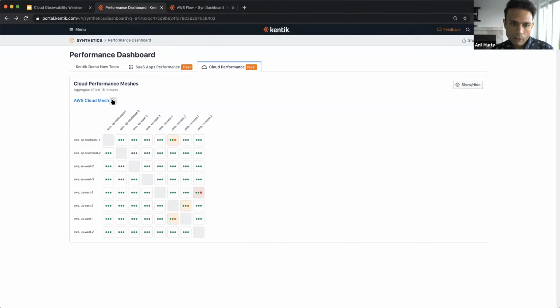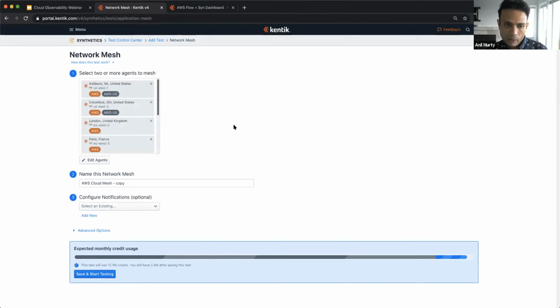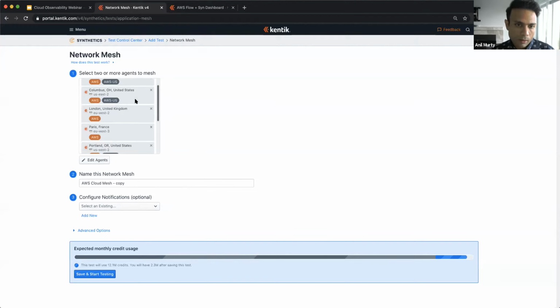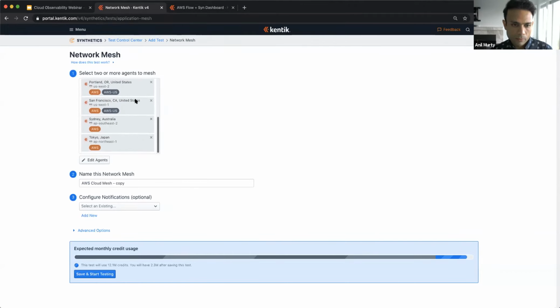So if you have that sort of situation, customizing this type of a mesh is really easy to do. You can go ahead and click on the little customize button that you see here. And what that'll do is now it's taken me to a page where it has created a copy of this, or it's going to create a copy of this test. And it's showing me all the AWS regions and the agents that are part of this test.